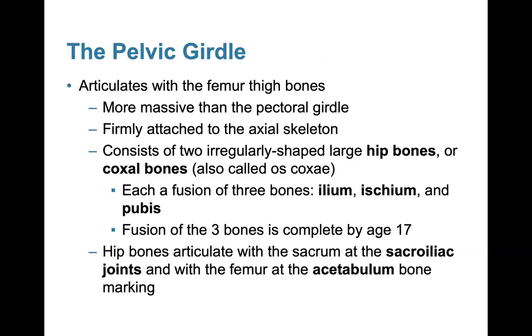Okay, so the pelvic girdle, this is going to articulate with the femur, thigh bones. More massive than the pectoral girdle. It firmly attaches to the axial skeleton. It consists of 2 irregularly shaped large hip bones, or coxal bones. Each coxal bone is formed by the fusion of 3 bones, the ilium, ischium, and pubis. And the fusion of 3 bones is usually complete by the age of 17.